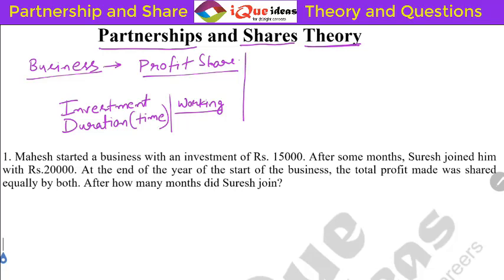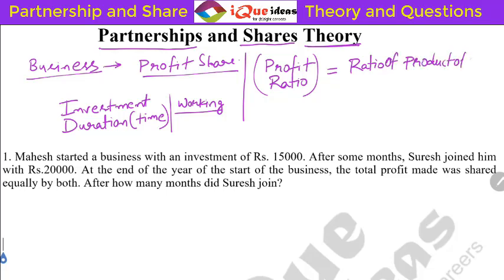Whenever we have to calculate the profit share of anyone, first we calculate the profit ratio. How do we calculate the profit ratio? The profit ratio will be equal to the ratio of the product of investment and time. Investment and time. So in all our questions, this is exactly the process that we have to follow.